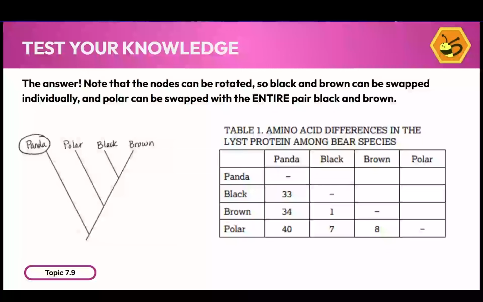So you're saying that between the brown and the black bear, there was only a 1 difference between them, and that's why they're at the top? If so, yes, that's true. That's why they're at the top.